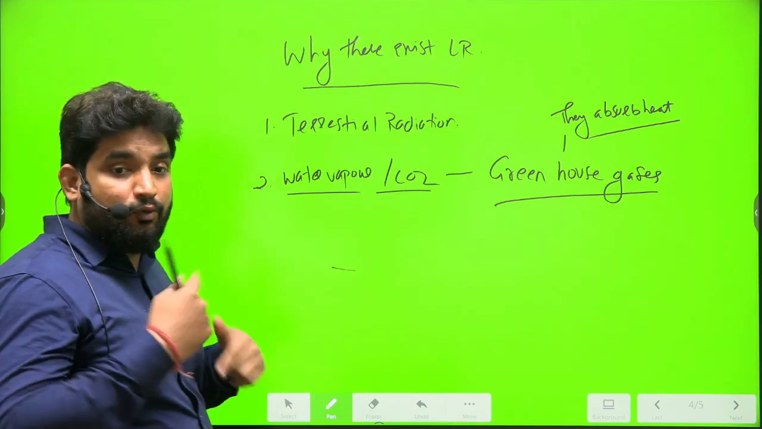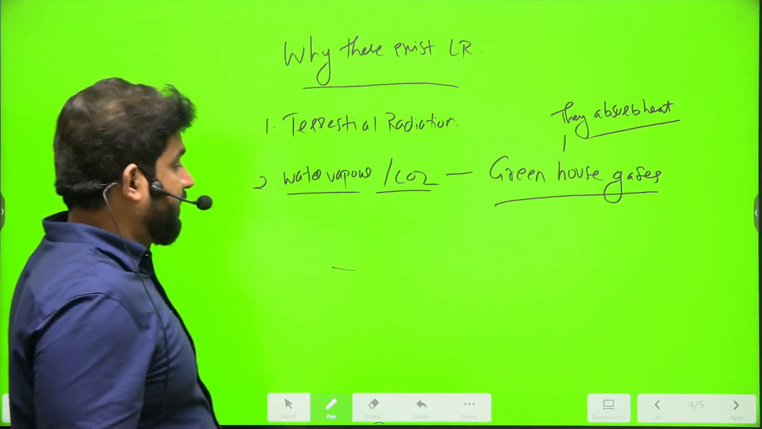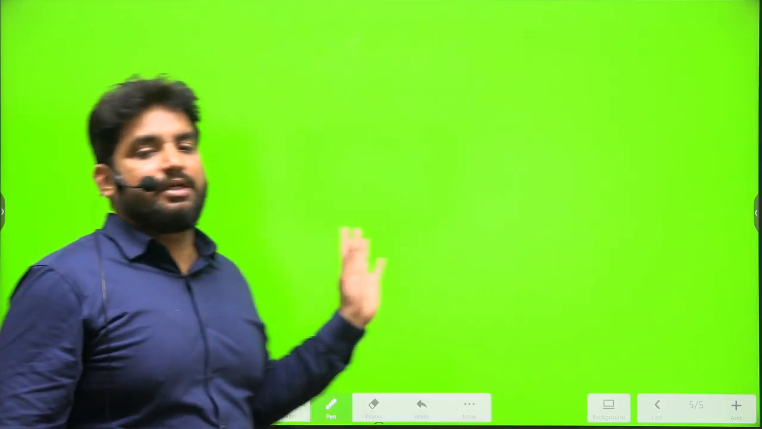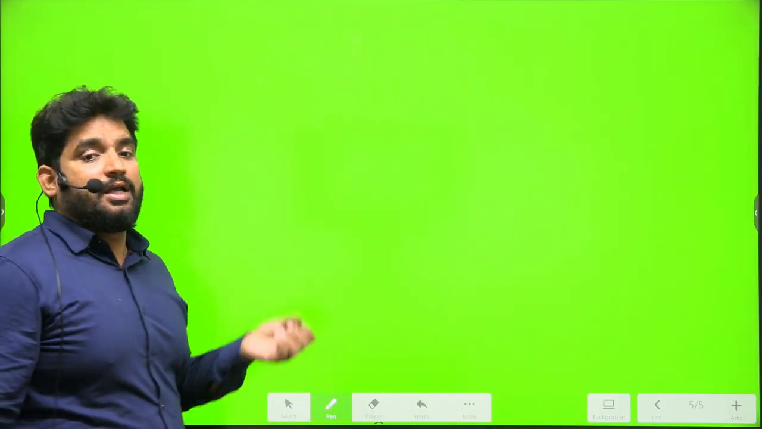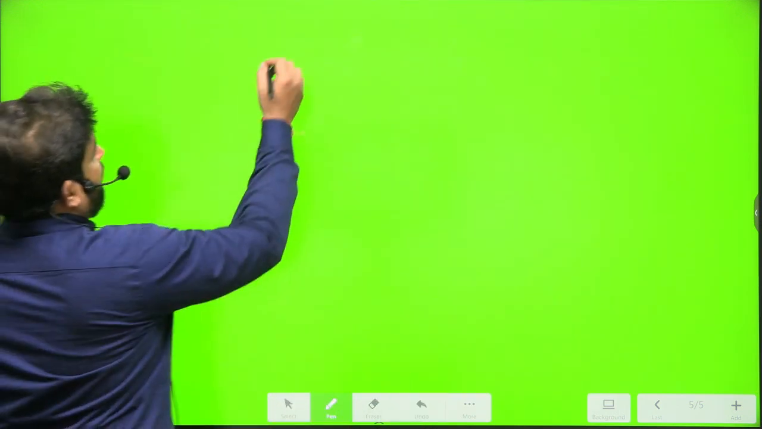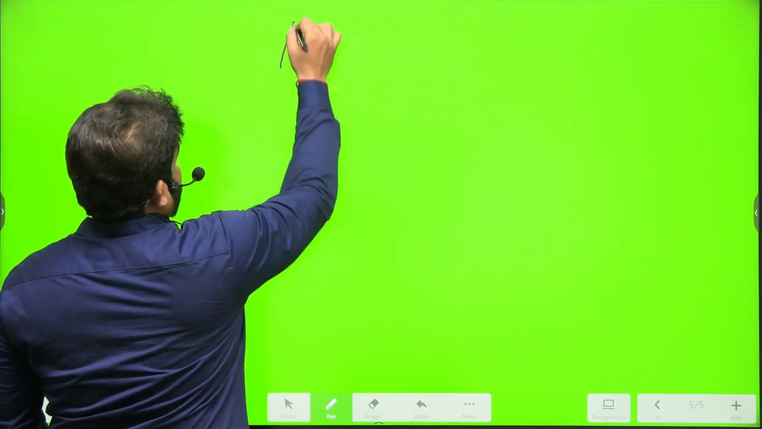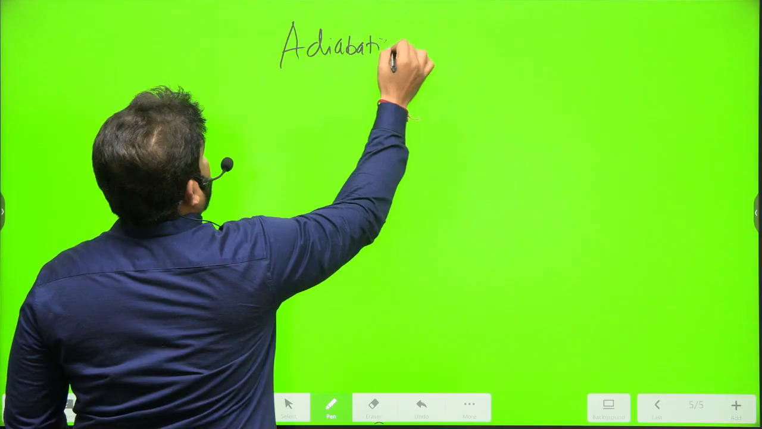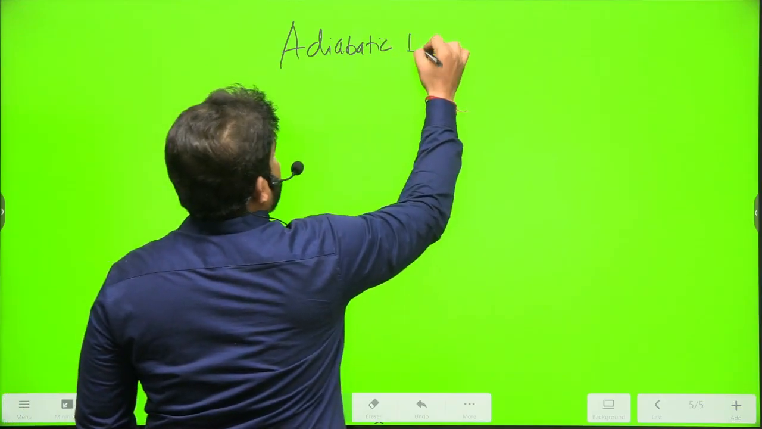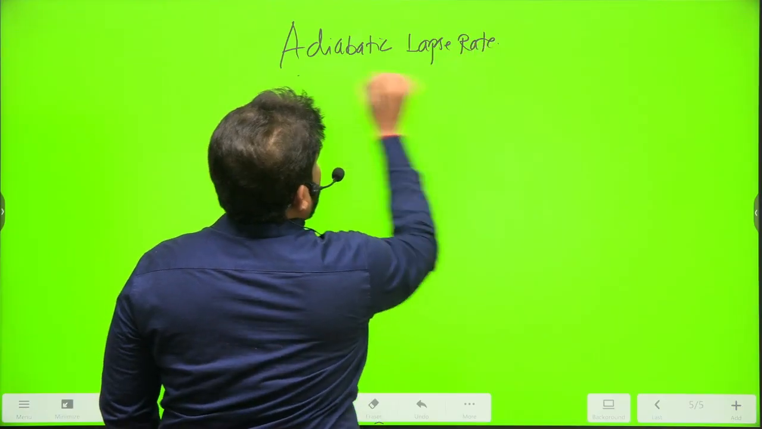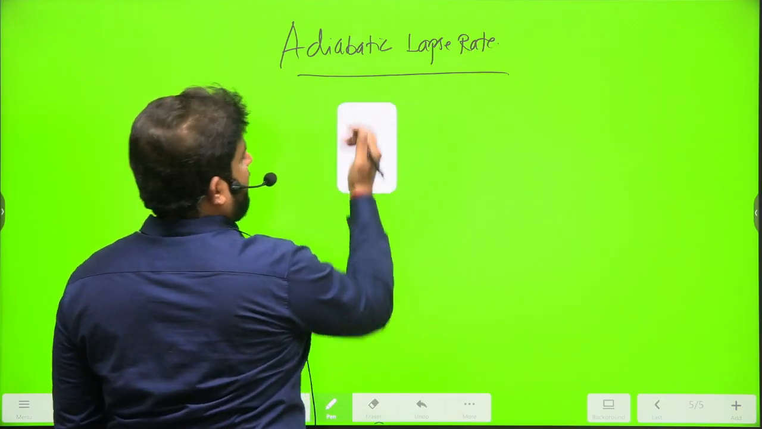Now, let's move on to a very important concept. I have seen that students face problems understanding the basic concepts, which hurts their marks in prelims, mains and also in the optionals. So now the last topic of the day, students, is adiabatic lapse rate. As I mentioned before, for understanding adiabatic lapse rate, we need to understand what is heat of condensation.